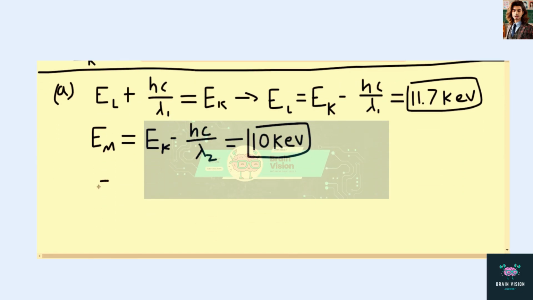And then for the last one, E sub N, we have E sub K minus hc over lambda 3. Lambda 3 has the shortest wavelength, and the shortest wavelength means the highest energy. We would expect the most energetic photon to be released when going from the K all the way down to the N shell, because the N shell is farther from the K shell than the L or the M shell. Plugging this in, we find that this is equal to 2.3 keV. Oh, not eV, keV.